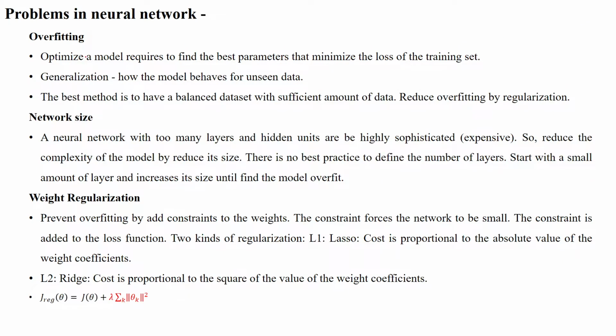And there are some problems in neural network: overfitting. So here the model is possible to overfit with the given training data samples. So there is the possibility of much variance in the testing error. So for that, what we have to do, we should use some penalty parameter to avoid the overfitting. So this is one of the issues here. The best method to avoid the overfitting, we have to use a balanced data set with sufficient number of samples. This will reduce the overfitting by using regularization method.